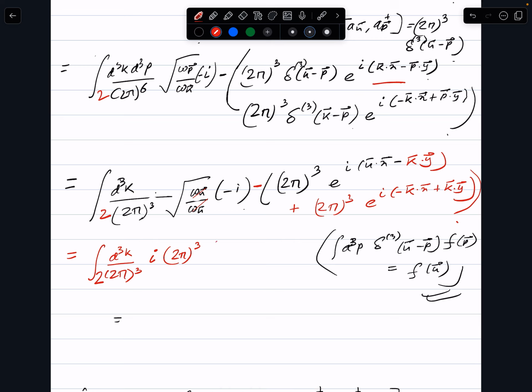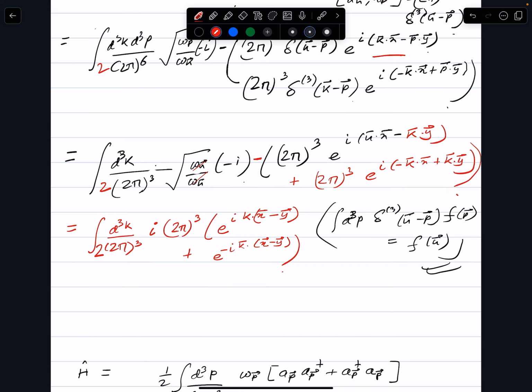Now we have here e to the power I k dot x. Now I can take k in common, k dot x minus y, and this one is equal to minus I k dot x minus y. Okay, this is what we have. Now, this 2 pi cube is no longer there, already cancelled. So I have I, and let me take all this outside. 2 pi cube.